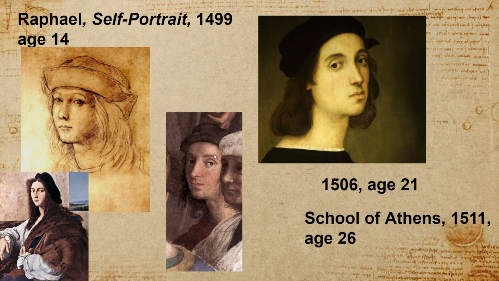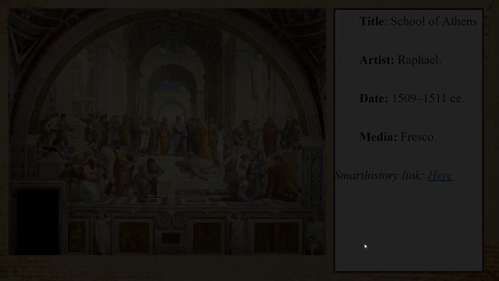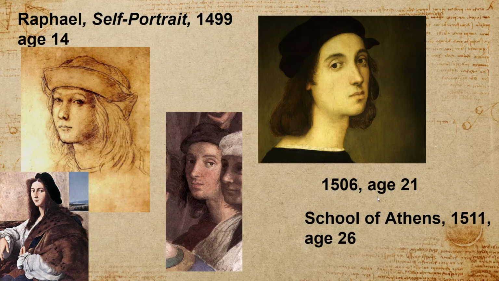Here's some self-portraits. This is why I describe him kind of as that femboy. When he did School of Athens, he was only 26 by the end of it, so that's ages 21 in 1506. Here, this is how he looked, and then this is him in School of Athens, age 26. So he was very young, just like Michelangelo was. They really did a crazy amount of work very young.